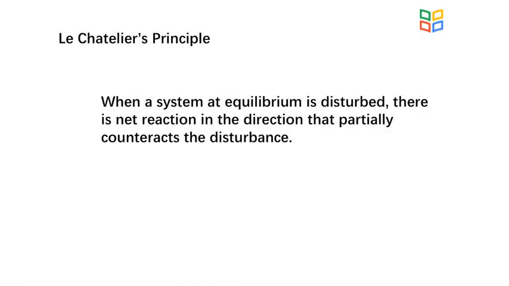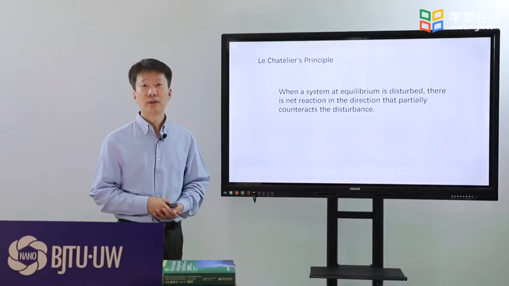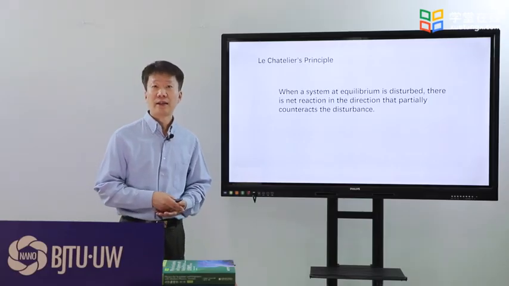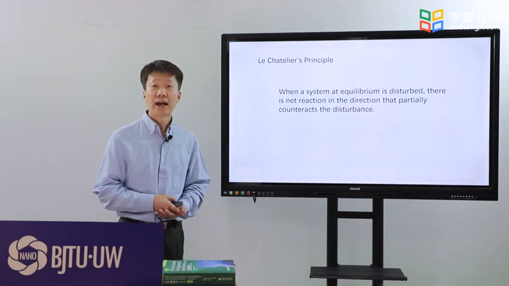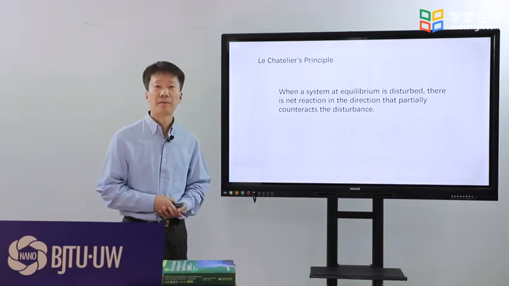The equilibrium shift can be described perfectly by Le Chatelier's principle. It states that when a system at equilibrium is disturbed, there is a net reaction in the direction that partially counteracts the disturbance. Let's see an example and explain it with this principle.